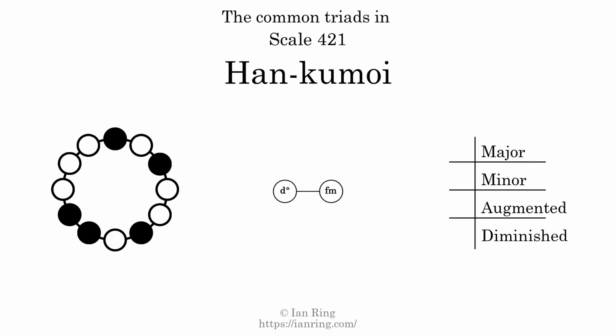The diagram in the center is a graph of parsimonious voice leading between triads. There are no major triads. There is one minor triad. There are no augmented triads. There is one diminished triad. Here is a Hamiltonian path of parsimonious voice leading that uses all the triads.